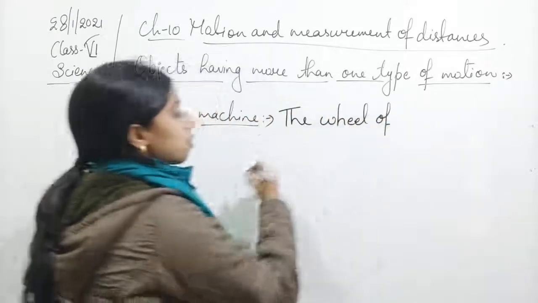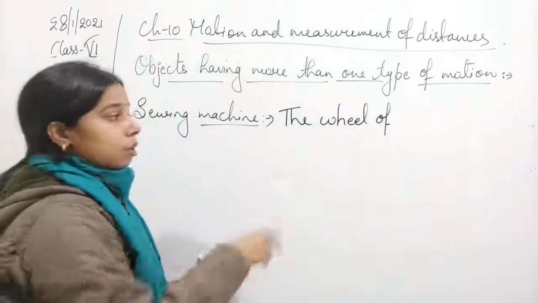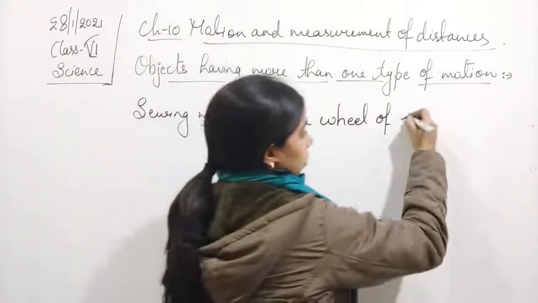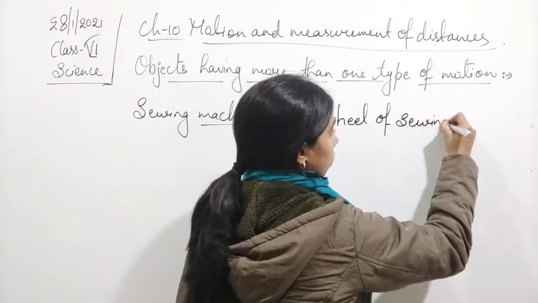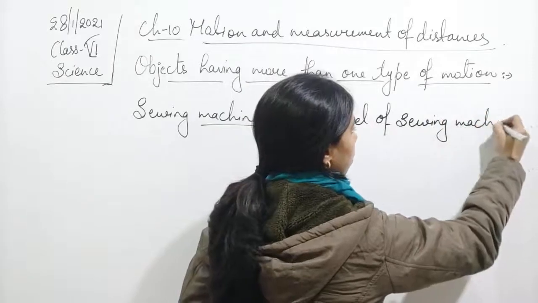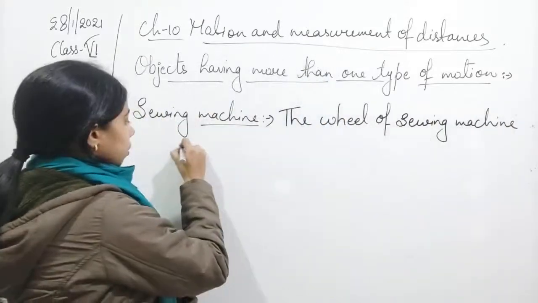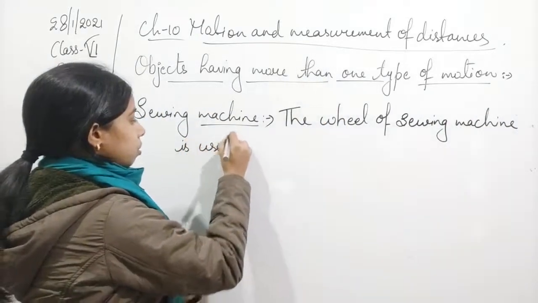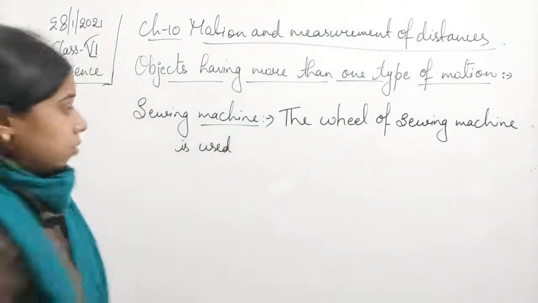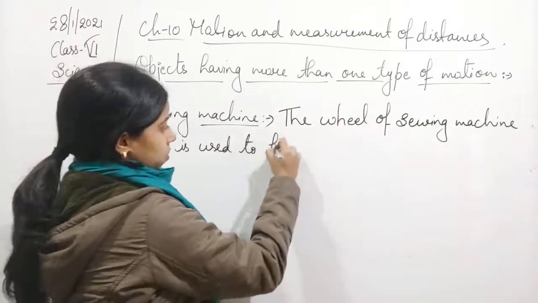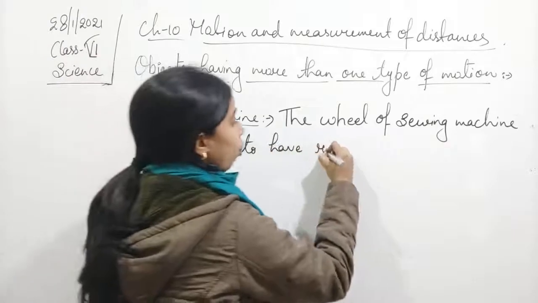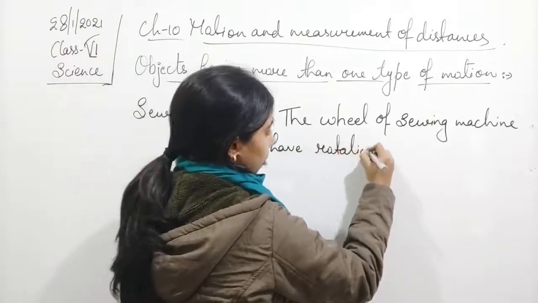You know that this machine is used for stitching clothes. So the wheel of the sewing machine has a rotational motion.